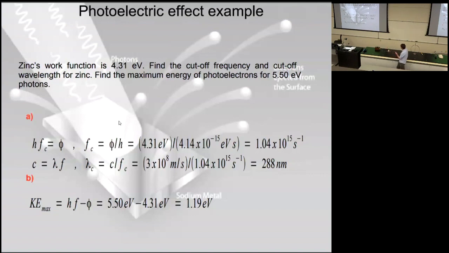If you had 5.5 eV photons, supposing we've got photons in excess of 4.31 eV, now we've got 5.5 eV photons. Of course, then we can certainly emit electrons, and after we've given up 4.31 eV to liberate the electron, there's a bit left. That remainder is the maximum kinetic energy that you can give to the electron.